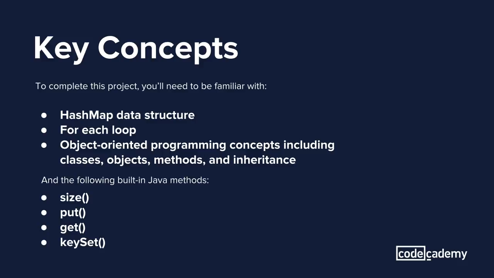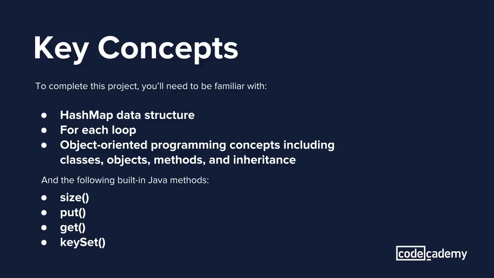We'll also be working with the following built-in Java methods: size, put, get, and keyset. We'll use the size method to determine the number of key value pairs, then the put method to add a key and an associated value to our hash map. Then we'll utilize the get method to retrieve the value associated with a certain key, and finally the keyset method to return a list of keys within our hash map object.